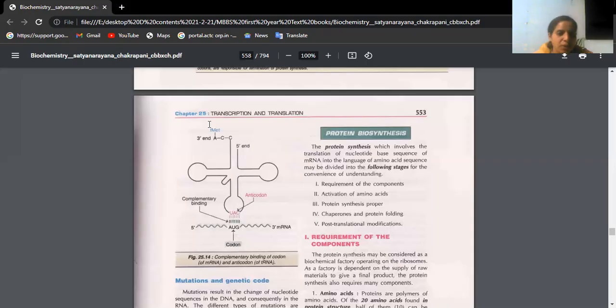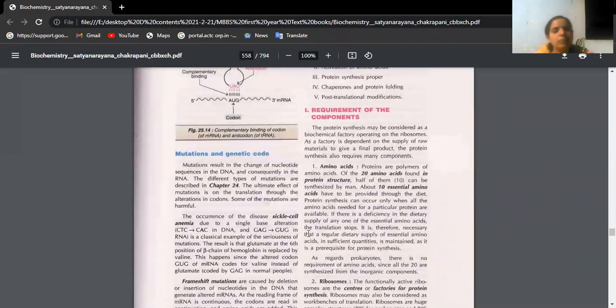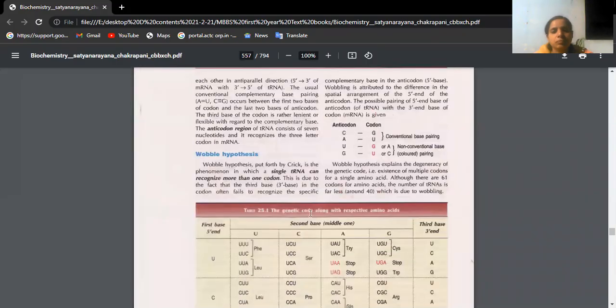Okay, and this is coding for which amino acid? Methionine. Once you see the structure of tRNA, you will see it has an anticodon area, a complementary binding area. And this other area picks up the amino acid, like methionine, and brings it to the site of protein synthesis. So, anticodon, codon.